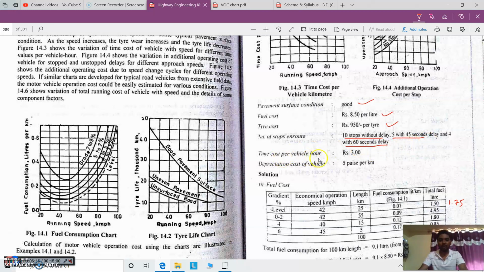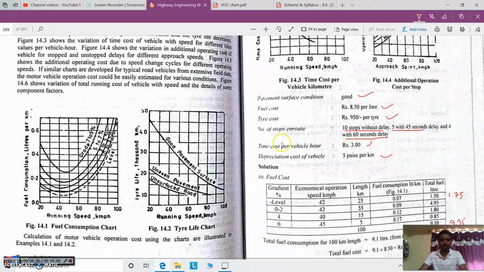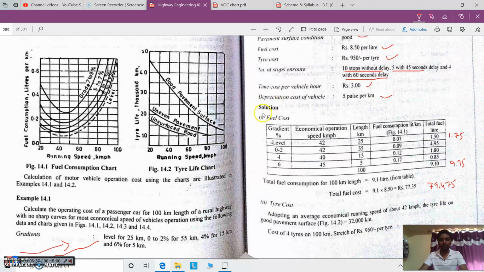The time cost per vehicle hour is given, and that is dependent on the vehicle. The depreciation cost of a vehicle traveling the 100 kilometer length is considered to be 5 paisa per kilometer. Right, 5 paisa per kilometer is considered to be the depreciation cost. This much data will be given in your problems.